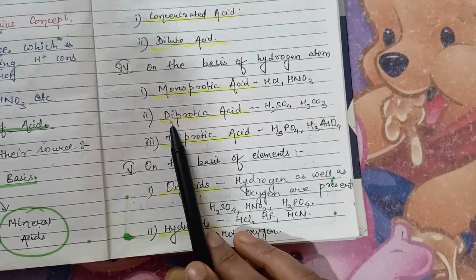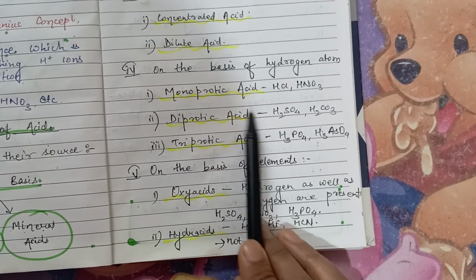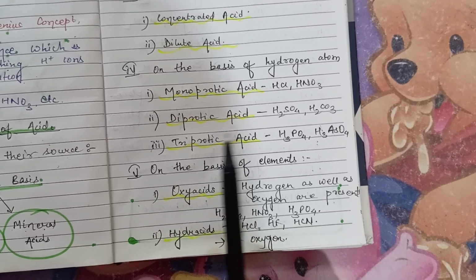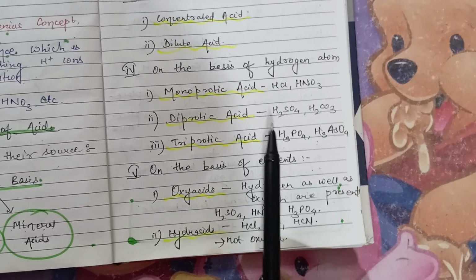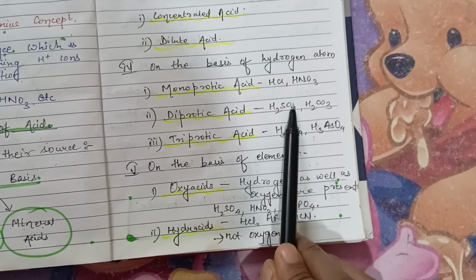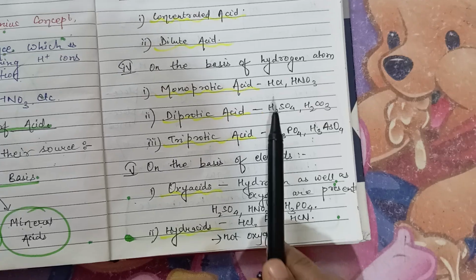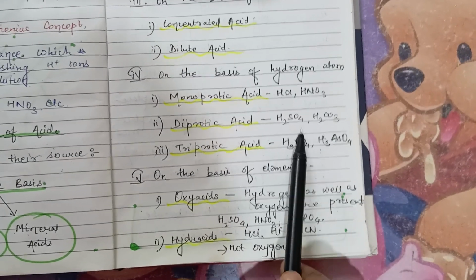Diprotic acid. Di means two, protic means proton. It means that kind of acid which has two hydrogen atoms or two protons, like H2SO4. In H2SO4 we have two hydrogen atoms. It is a diprotic acid.